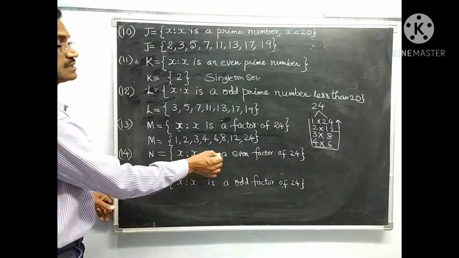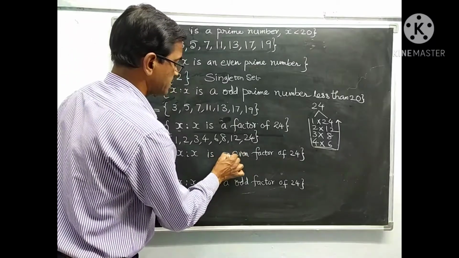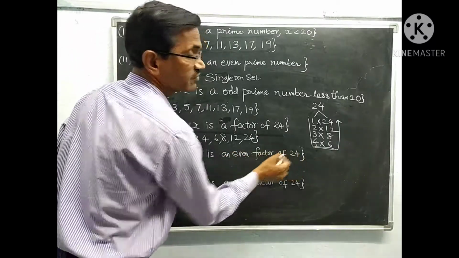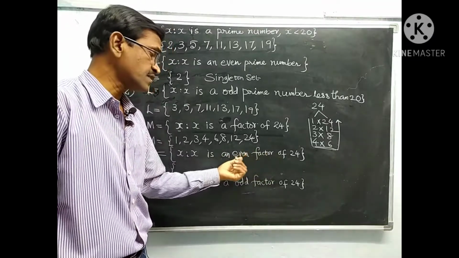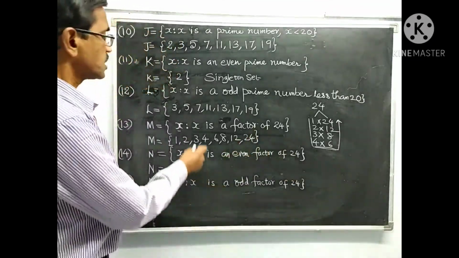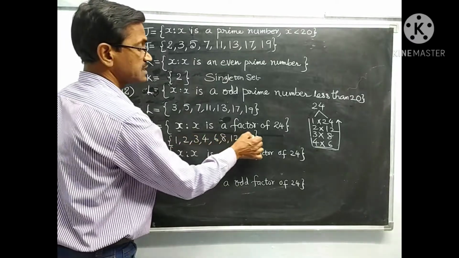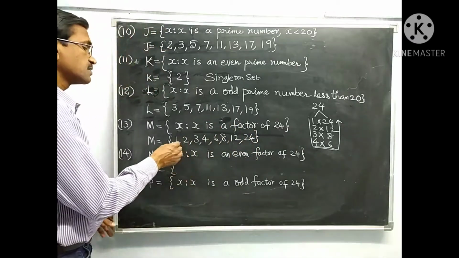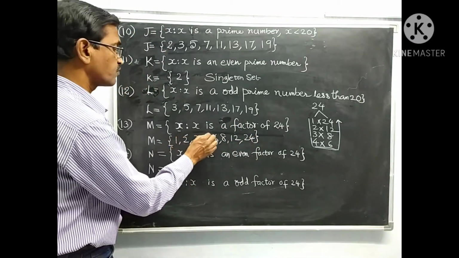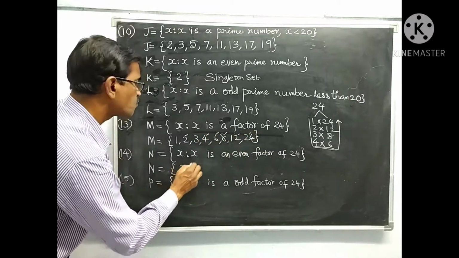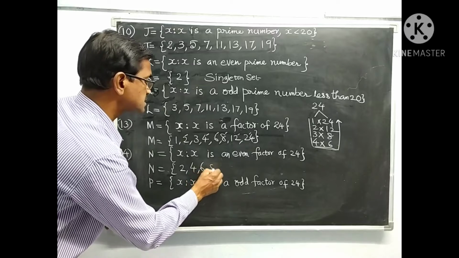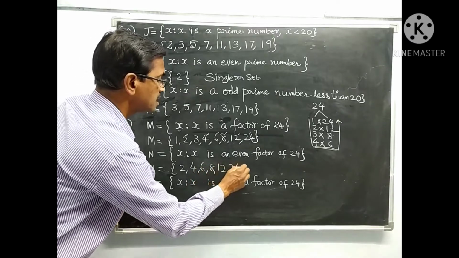{x such that x is an even factor of 24}. Sometimes the question may be asked like this, even factor of 24. So you have to select the even numbers from these factors. What are the even numbers here? 2, 4, 6, 8, 12, 24.